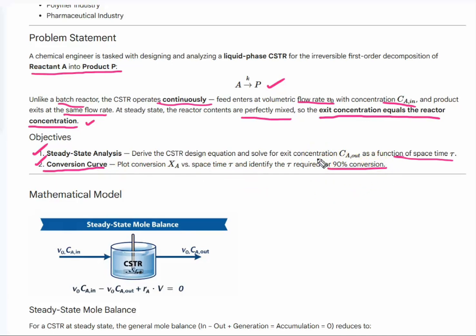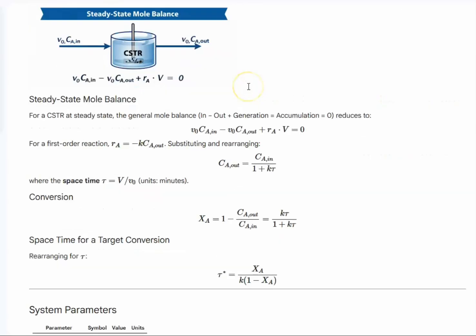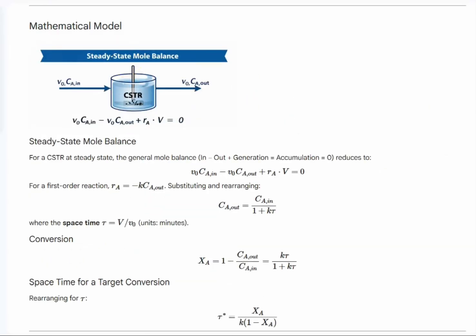Let's look at the math. The foundation is the general mole balance. In minus out plus generation equals accumulation. At steady state, accumulation is 0. Nothing is building up inside, so our mole balance on the reactant A becomes V0 times Ca in minus V0 times Ca out plus Ra times V equals 0.